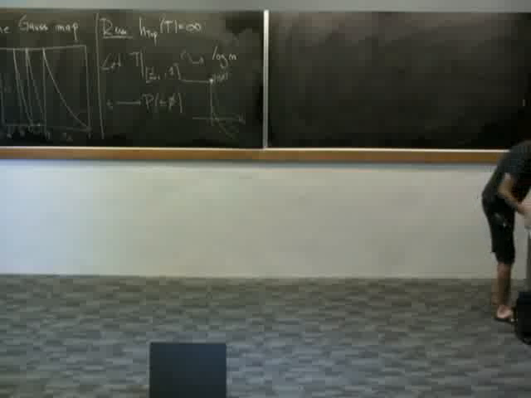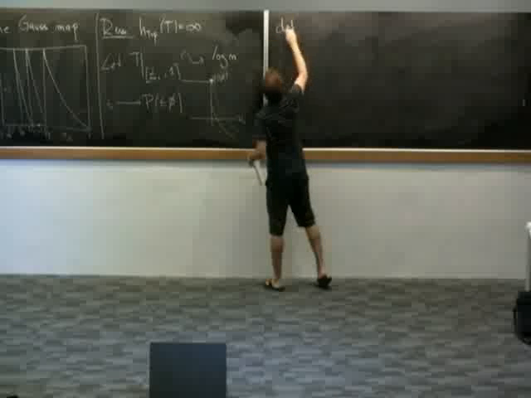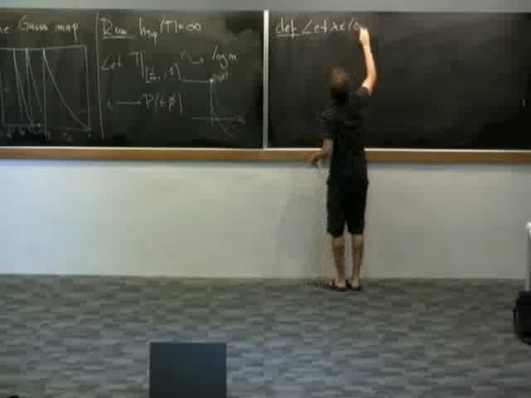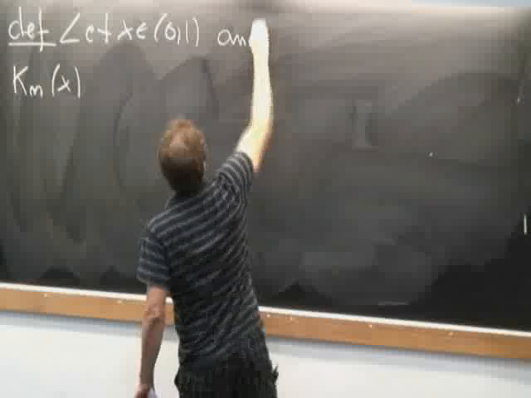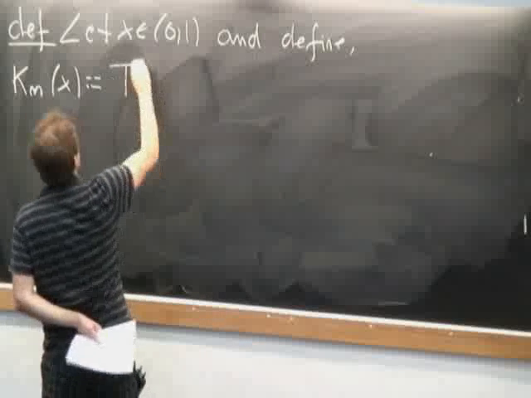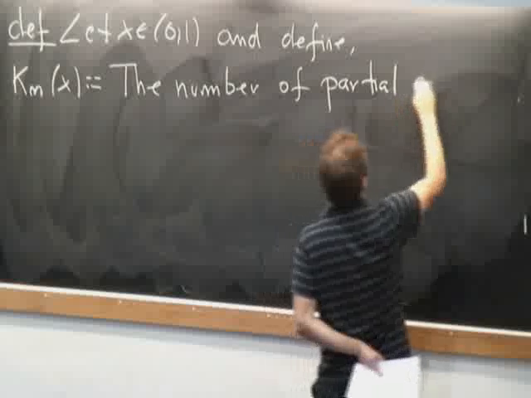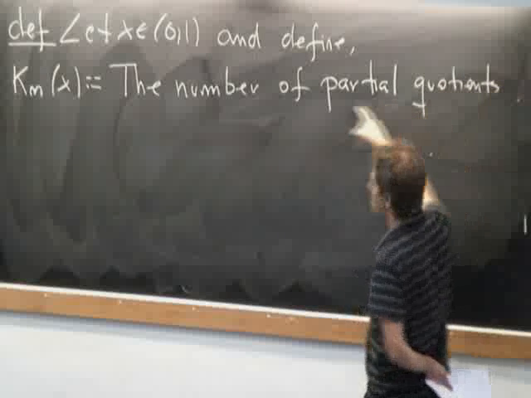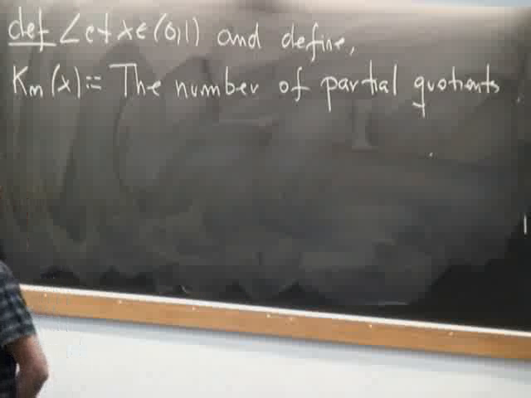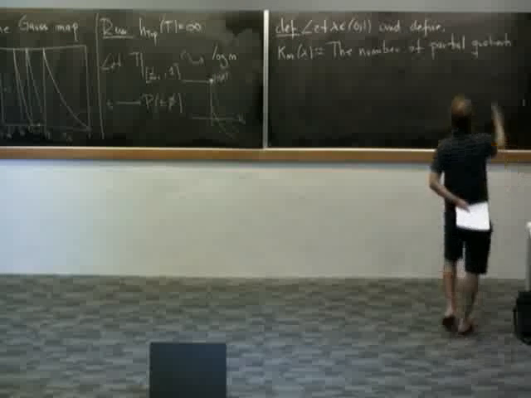So in order to ask the question correctly, pick a point and define the following number. Kn of x is the number of partial quotients. So partial quotients are the digits in the continued fraction expansion. Once I was giving a talk and I was talking about the digits in the continued fraction expansion, and somebody got very angry and told me, no, we don't have infinitely many fingers, so you should not call that digits. So well, I'm keeping partial quotients for that.